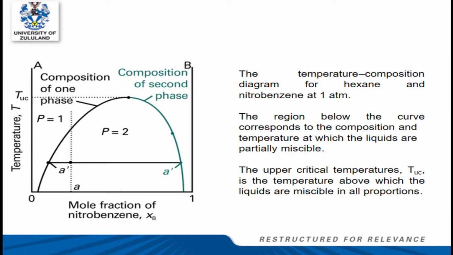The other thing that is interesting about this particular graph is that we also have this point. This point is called the upper critical temperature. By definition, the upper critical temperature is the temperature above which the liquids are miscible in all proportions. So in this diagram, above that particular point, our liquids will be completely miscible in one another. But below that particular point, we have a mixture that is only partially miscible in one another.